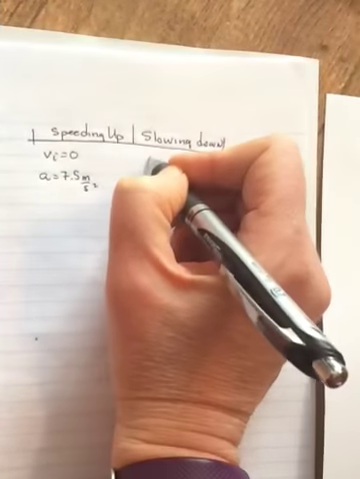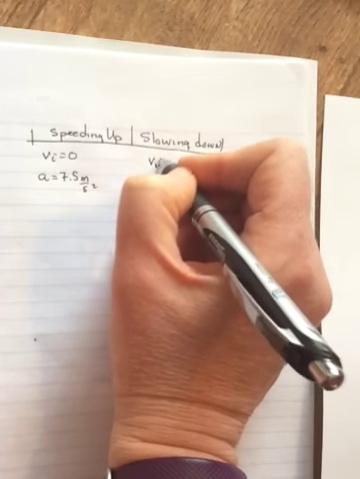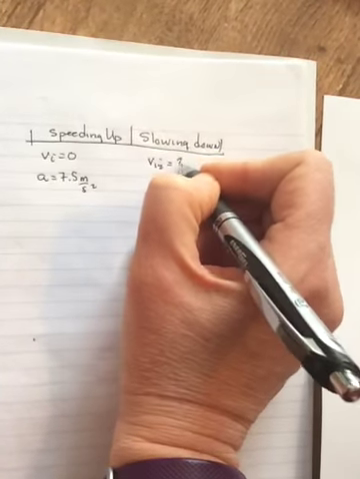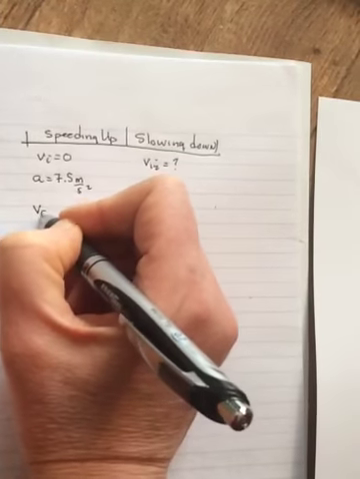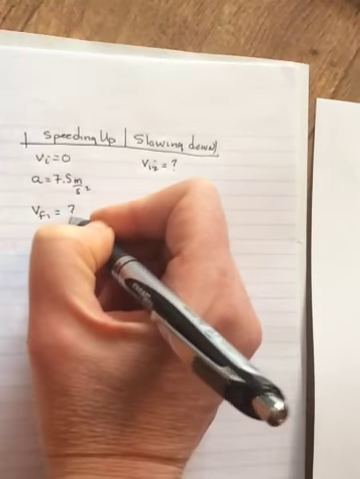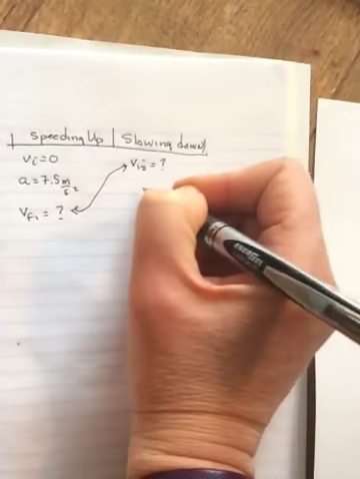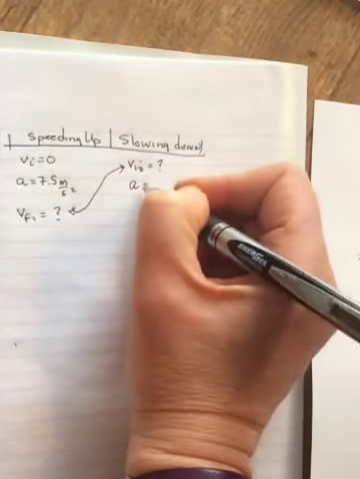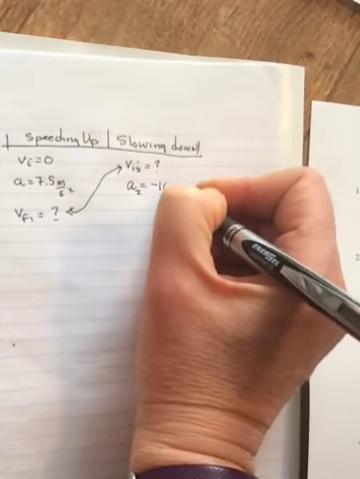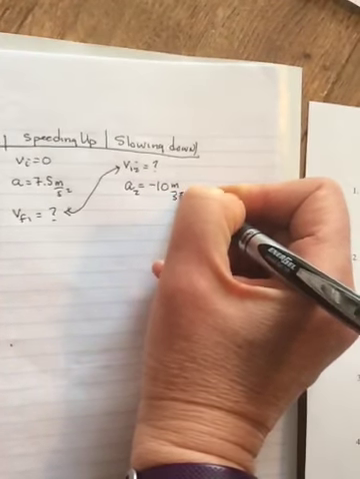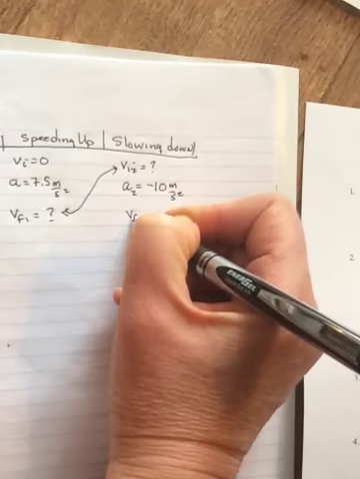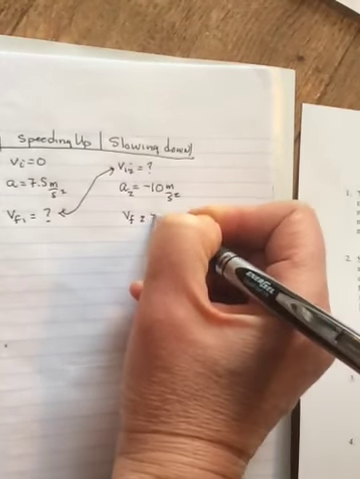In the slowing down section, we don't know what the VI is. But whatever it is, it's the same as what the VF of the first section was. So that's what's connecting these two sections. The A of the slowing down section is negative 10 meters per second squared. And we know the VF of this section is 0.